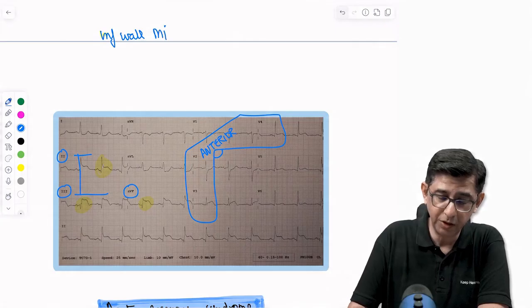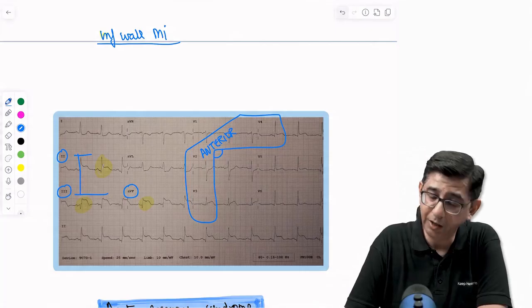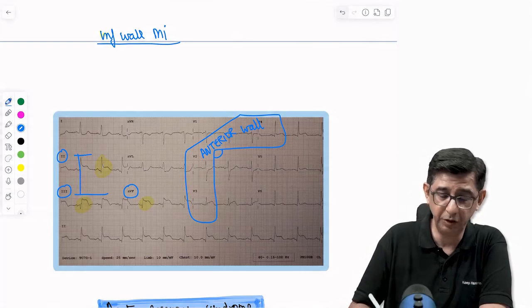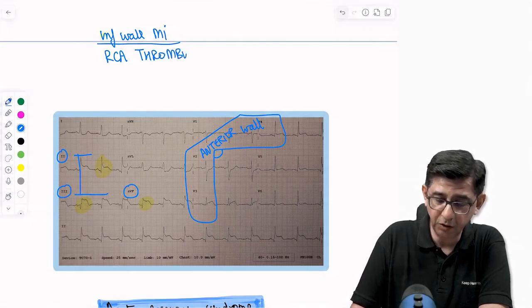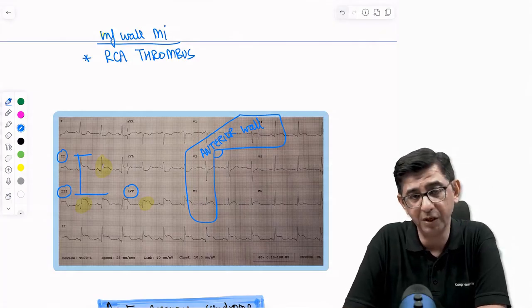The special leads for studying the right coronary artery are 2, 3 and AVF. The leads for the anterior wall are going to be V2, V3 and V4. So 3 numbers to be remembered. RCA thrombus is the cause. It can be an ST elevation or non-ST elevation MI. One cannot predict that, but yes, RCA thrombus is present.